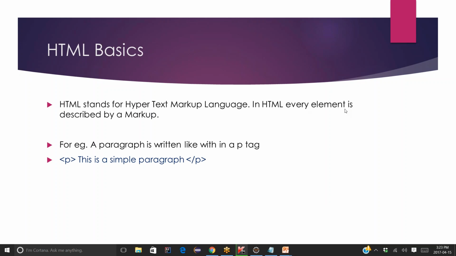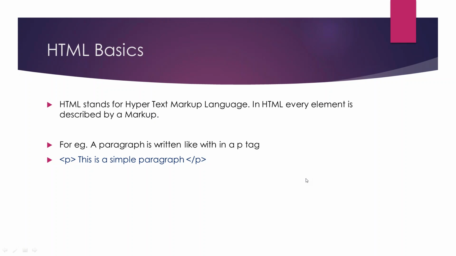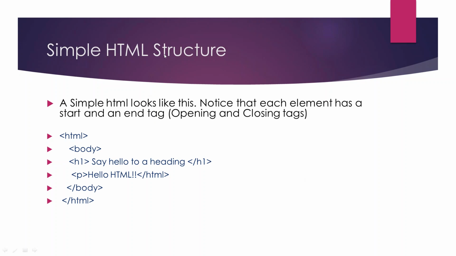In HTML, every element is described by markup. Okay, for example, if you want to write any paragraph, write it in between P tags. This is called the starting of the P, and this is called the ending of the P, and in between, whatever you write is a simple paragraph. Everything will print on the page. Okay, now look at the next one. So simple HTML structure. HTML looks like this. Notice that each element has start and end tags.